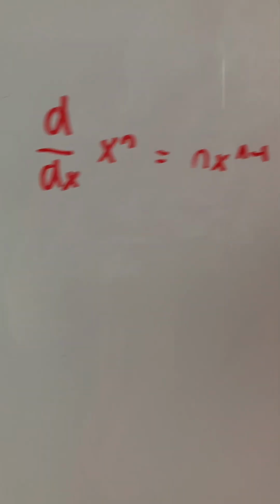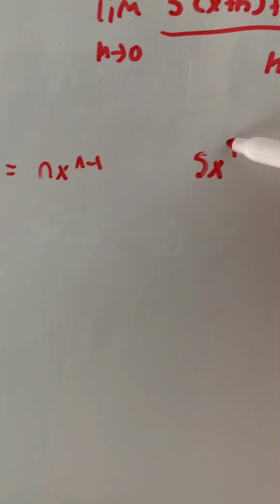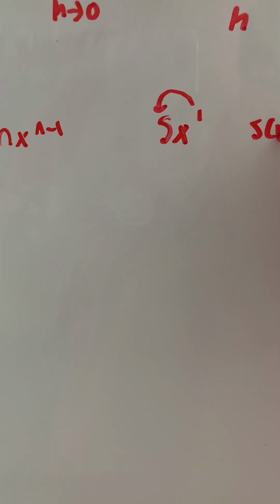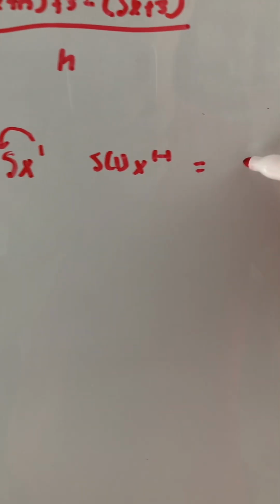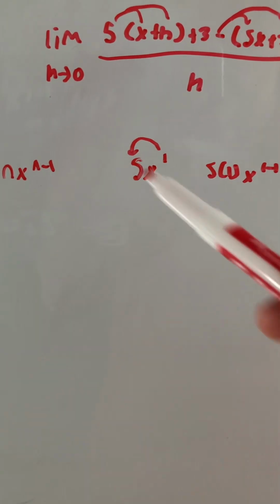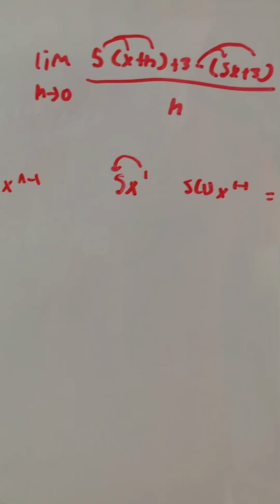So the derivative of 5x, for example, using the power rule, I'm going to write 1. What's going to happen is I'm going to move the 1 from the exponent, so it's going to be 5 times 1, and it's going to be x to 1 minus 1, which is ultimately just going to be 5. Basically what you're doing is taking away 1 from the exponent and moving it in front.